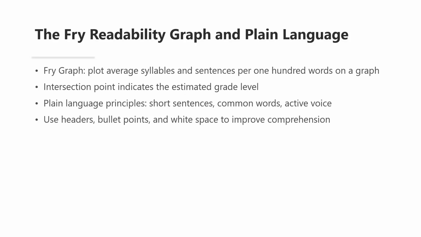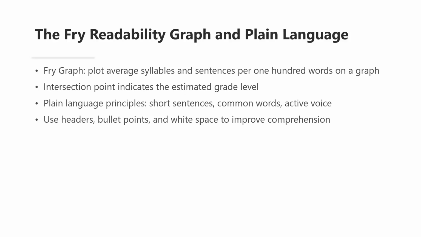You plot these two averages on the Fry graph, which has average syllables per 100 words on the horizontal axis and average sentences per 100 words on the vertical axis. The point where these two values intersect on the graph indicates the estimated reading grade level of your material. The Fry graph is particularly useful when you want a quick visual estimate and can be applied to materials in multiple languages with some adaptation.